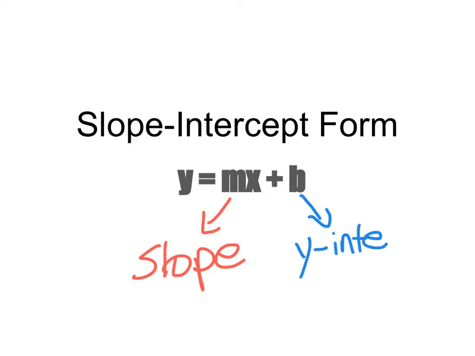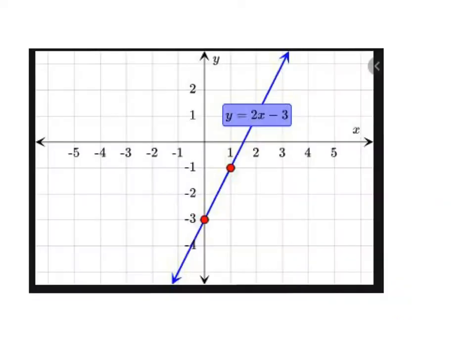y-intercept. The y-intercept is when x is 0, then the y is the b. So when we're looking on a graph and x is 0, whatever the y is, it's the b in this formula. That's the y-intercept. And we're going to look at some examples of this.